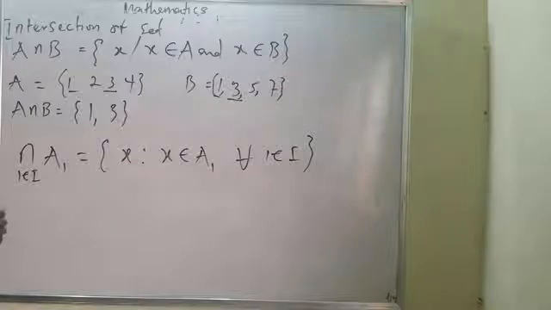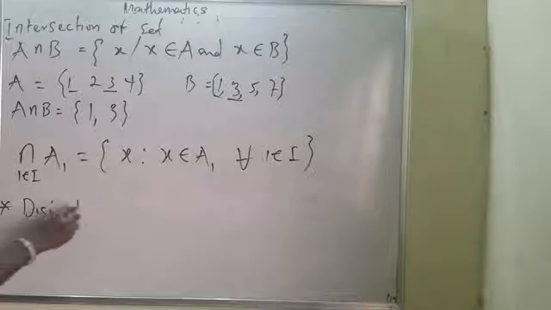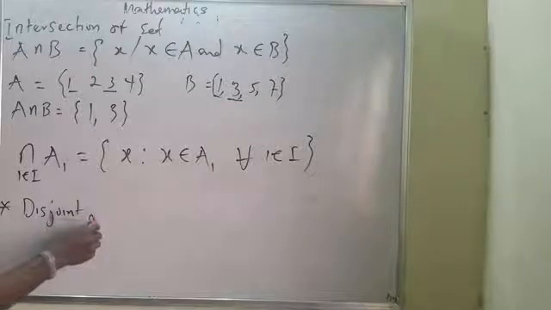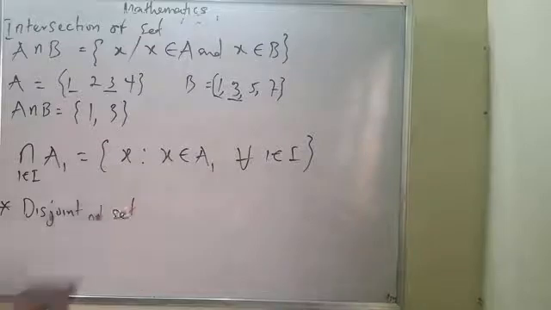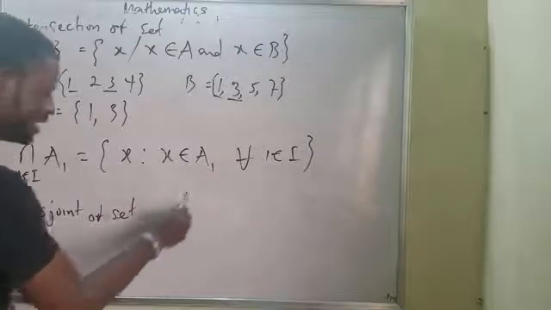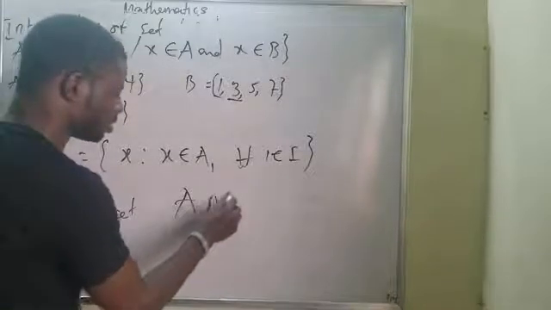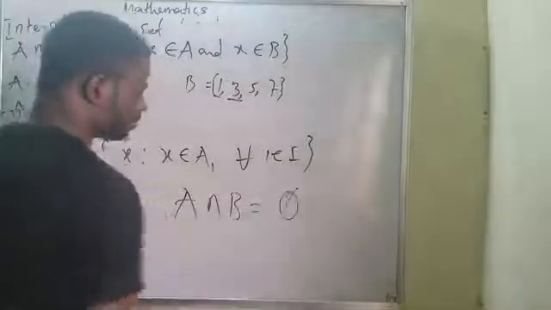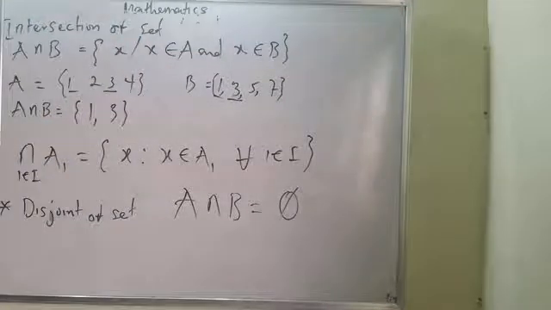Let me quickly explain what is called disjoint of a set. Now, disjoint of a set means the intersection is empty. The intersection is empty. There's nothing in the intersection. That is what I mean by disjoint.